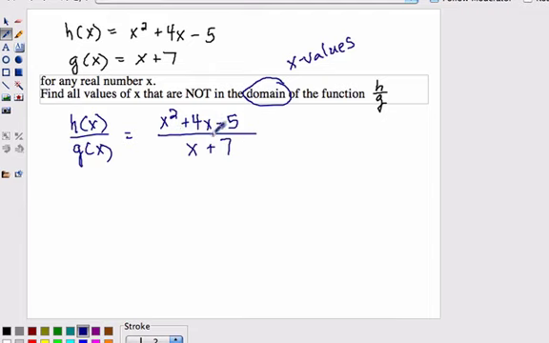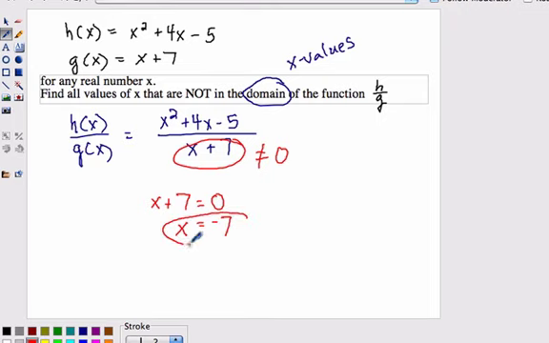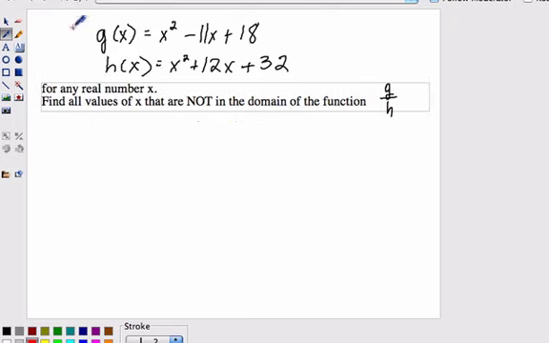So this has to do with the fact that the denominator cannot equal 0. Whatever is the denominator, that cannot equal 0. So to find the values of x that are not in the domain, you simply take that denominator and set it equal to 0 and solve it. So this is going to be x equals negative 7. So this is your restricted value for your domain. Okay, I know it looks worse than it is, right? It's not too bad.